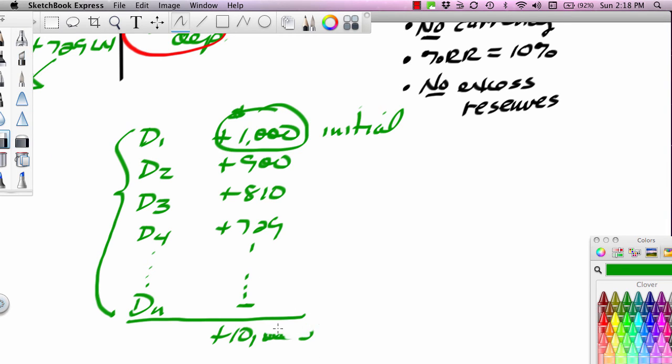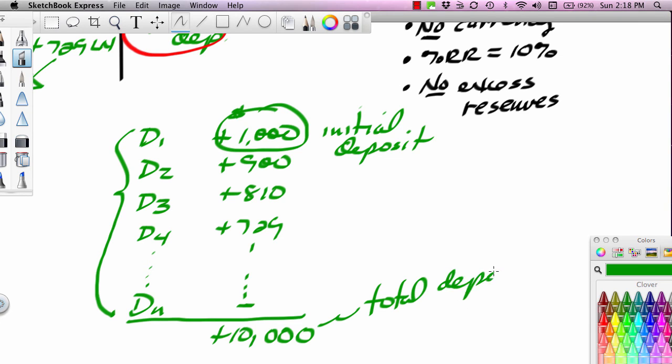My zero's got a little weird there. It's like a slinky. If you don't know what a slinky is, you should Google it. 0, 0, 0. So this initial deposit impacts total deposits in the banking system by 10,000, potentially.